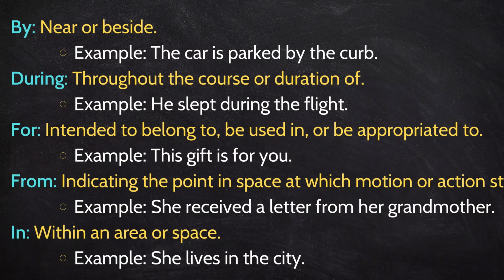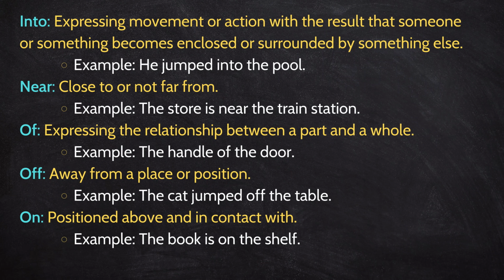From, indicating the point in space at which motion or action starts. Example, she received a letter from her grandmother. Where did she receive the letter from? Her grandmother. In, within an area or space. Example, she lives in the city. Where does she live? She lives in the city. Into, expressing movement or action with the result that someone or something becomes enclosed or surrounded by something else. Example, he jumped into the pool.